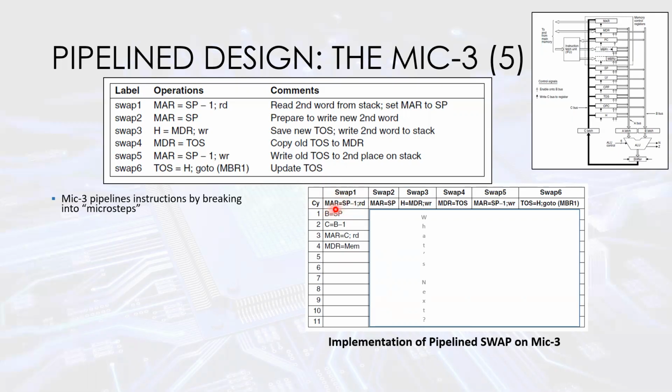So I want you to take a minute or two without any other explanation and see if you can reason how this micro instruction, MAR equals SP minus 1, and then a read, is broken down into these micro steps. See if you can make sense of this terminology. So take a minute or two and talk that out with a few partners.